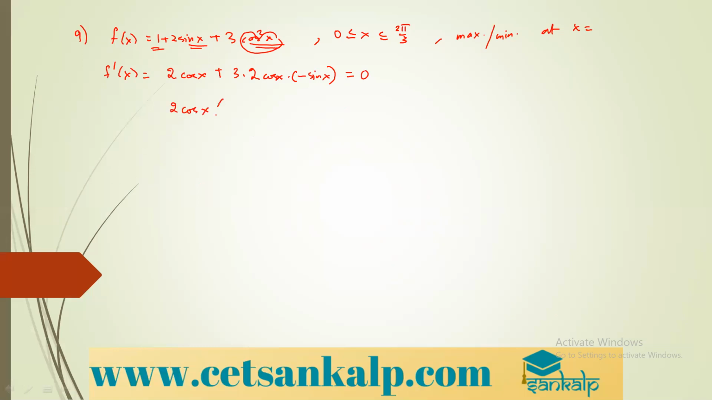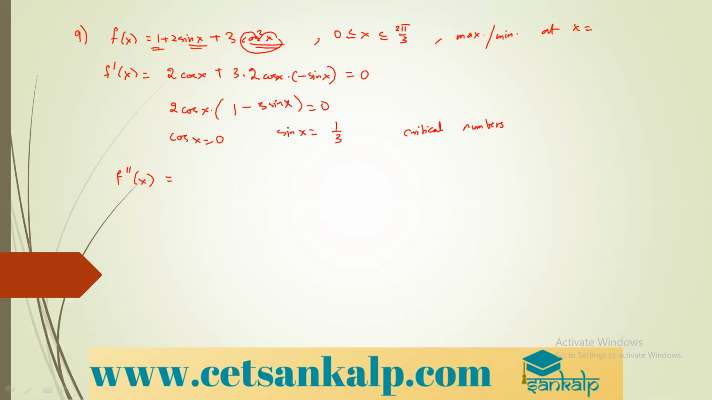You can take 2 cos x common, so 1 minus 3 sine x equal to 0. One equation is cos x equal to 0. The other equation is sin x equal to 1 by 3. So which one will give you the maximum? Which one will give you the minimum? These are the critical numbers. We got 2 critical numbers. Now you have to find the second derivative.